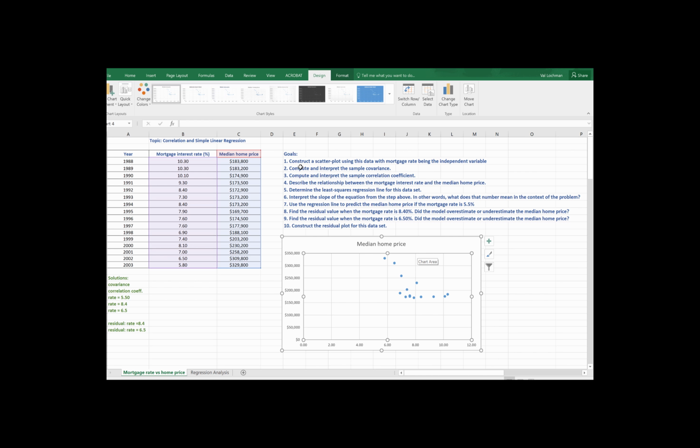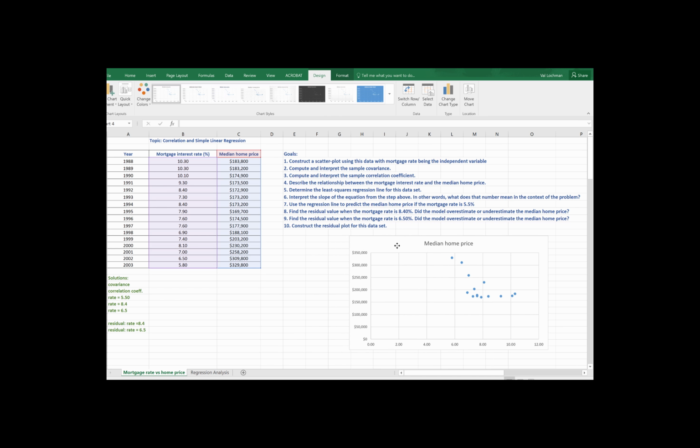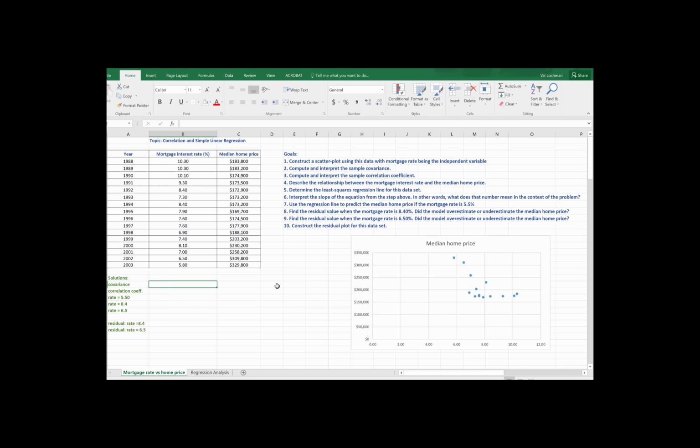All right, so here's your scatter plot. That's done. The next question is compute and interpret the sample covariance. Okay, you already know how to do that one too, but let's go ahead and do it anyway. So that would be covariance. And since this is a sample covariance, we need to do .s. Array 1 is mortgage rate. Array 2 is the median home price. Here's your value, okay, and what's the interpretation?